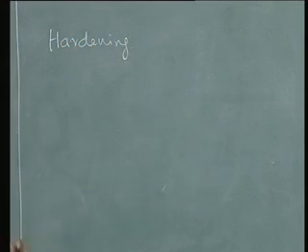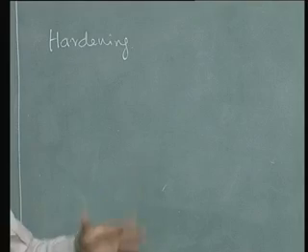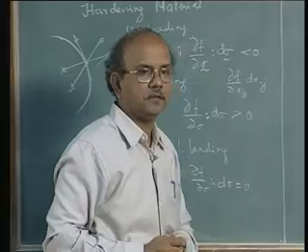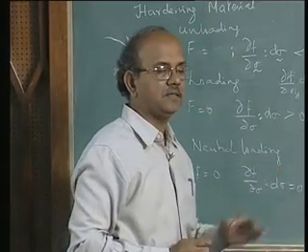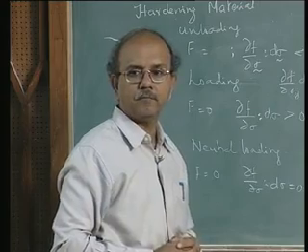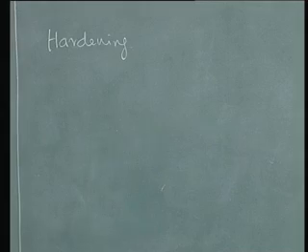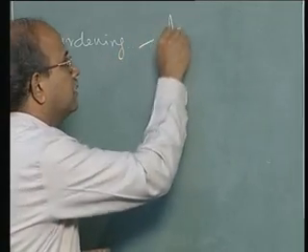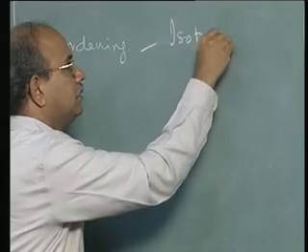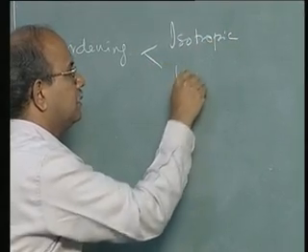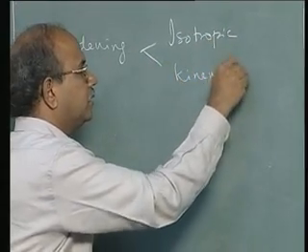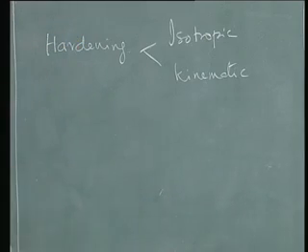Though we are not going to do the mathematics completely now, maybe we will do it later. Let us now understand the different types of hardening. Hardening can broadly be classified into isotropic hardening and kinematic hardening. Have you heard about this term kinematic hardening?